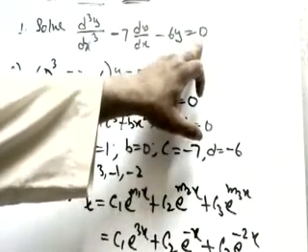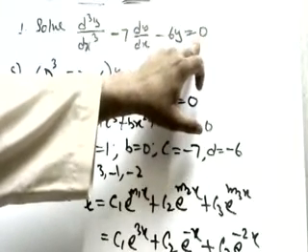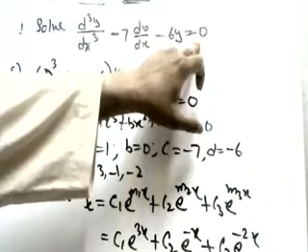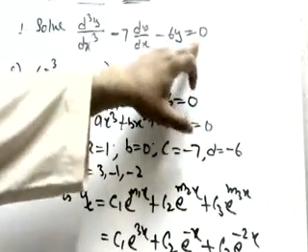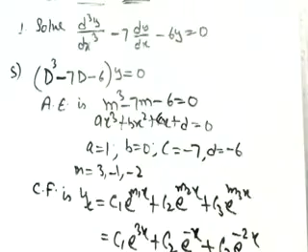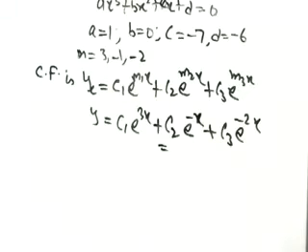Watch carefully. When the right side equals 0, we don't have any particular integral. Equals 0 means we don't have any particular integral. So only the complementary function is the answer. Therefore, the solution is y equals c1 e power 3x plus c2 e power minus x plus c3 e power minus 2x.